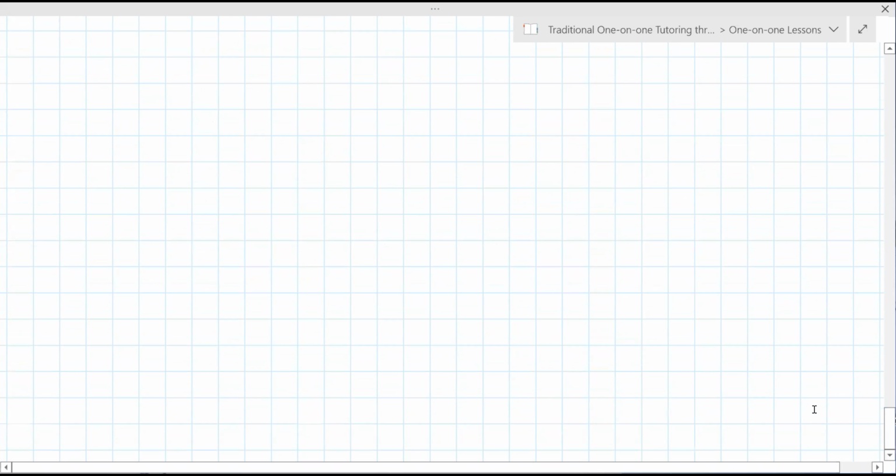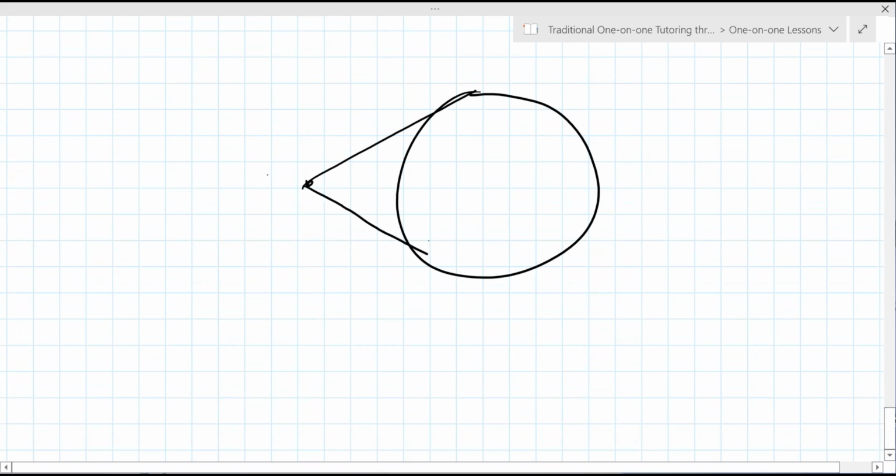So I'll change it a little bit though. Here is a scenario. God, that's bad. Okay, so I want you to find this angle there, X.